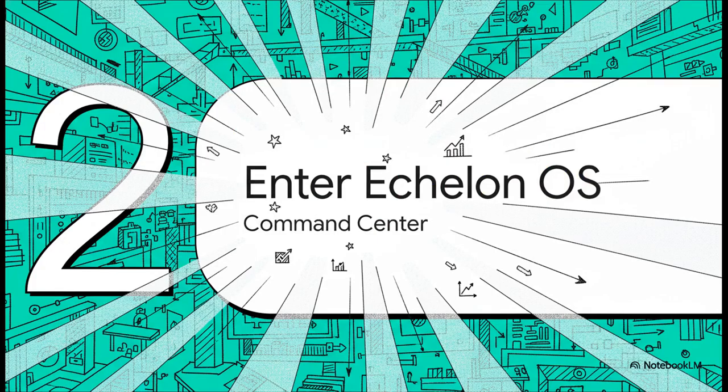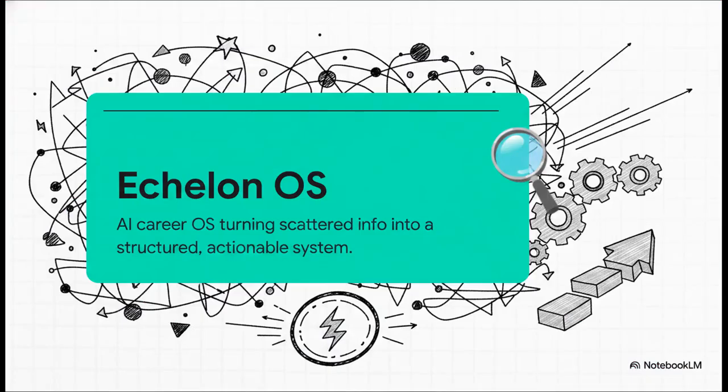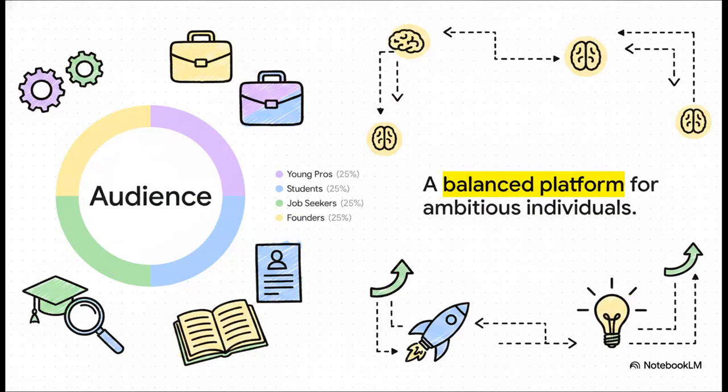All right, Section 2. Enter Echelon OS. Basically, your new professional command center. To escape all that overwhelming noise, we really need an architectural solution. So what actually is Echelon OS? Simply put, it's an AI-powered career operating system designed to take all your scattered career info and turn it into a structured, actionable system. And notice the wording there, it isn't relying on flashy startup jargon or making empty promises of overnight success. It acts as a serious, premium hub for your professional life. It literally takes all those chaotic inputs, all the noise, and builds a cohesive system you can actually trust and act on.